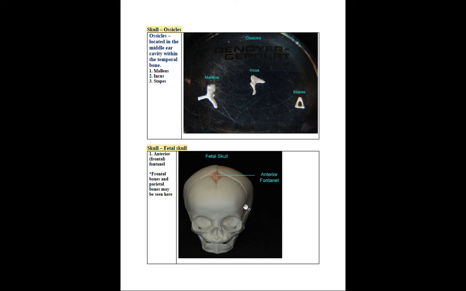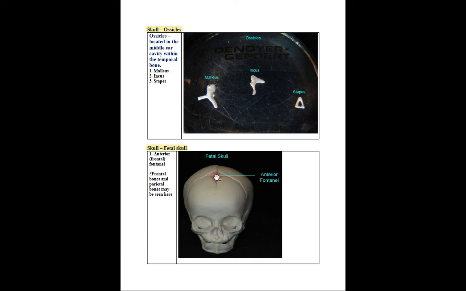Then we have the fetal skull. You do need to be able to identify the bones on the fetal skull, especially the cranial bones like the frontal bone and the parietal bones. I'll show you the temporal bones and the occipital bone in just a minute. But you also need to identify the fontanelles. For some reason, some students really get confused on this one.